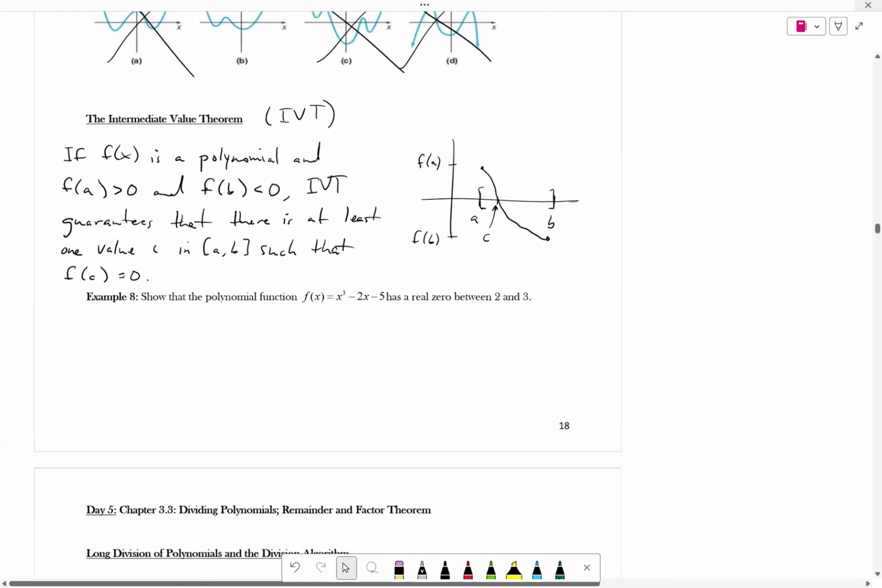So for this one, show that the polynomial function has a real 0 between 2 and 3. How are we going to do this? We want to use the intermediate value theorem. When it's asking you to show that there is a 0 and it gives you an interval, use the intermediate value theorem. So first order of business is to find... well, I'll give you a moment. What do you do first?